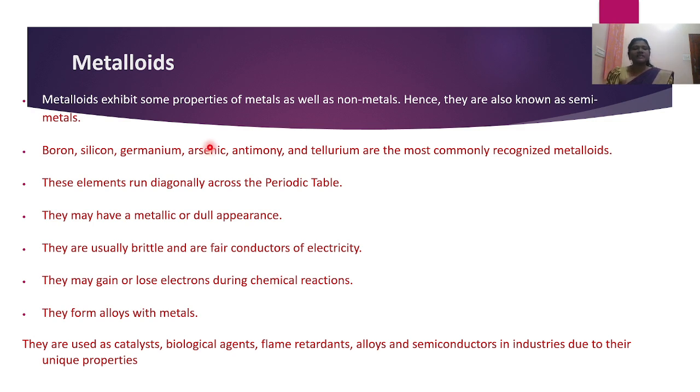Then metalloids. Metalloids exhibit some properties of metals as well as non-metals. Hence, they are also known as semi-metals. Boron, silicon, germanium, arsenic, antimony and tellurium are the most commonly recognized metalloids. These elements run diagonally across the periodic table. They may have a metallic or dull appearance. They are usually brittle and are fair conductors of electricity. They may gain or lose electrons during chemical reactions. They form alloys with metals. They are used as catalysts, biological agents, flame retardants, alloys, and semiconductors in industries due to their unique properties.